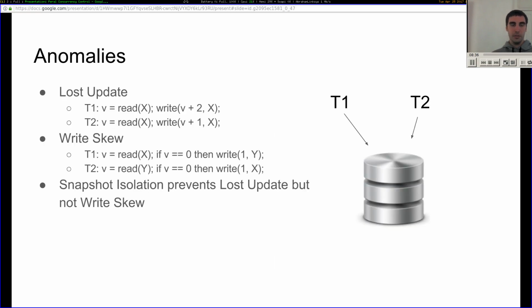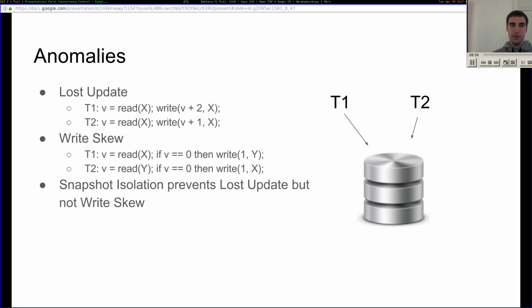So taking a look specifically at what the issues can be with a weak isolation level, there's this thing called lost update, and essentially it's when you have two transactions executing simultaneously and it looks like one of the transactions didn't get to execute its write.